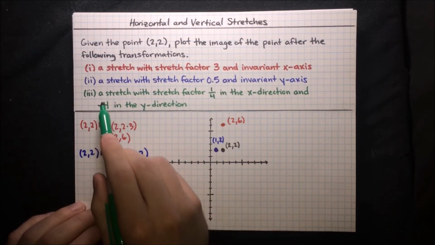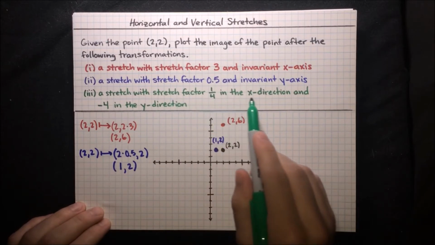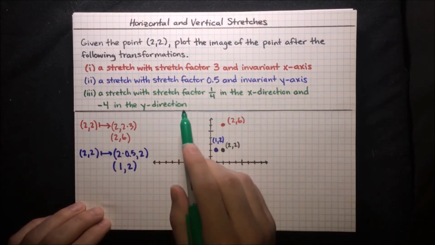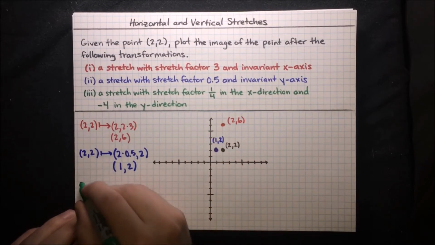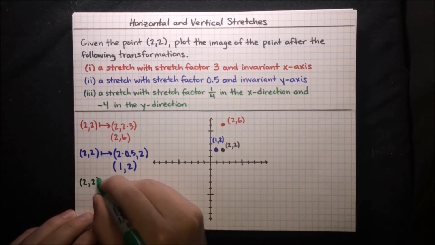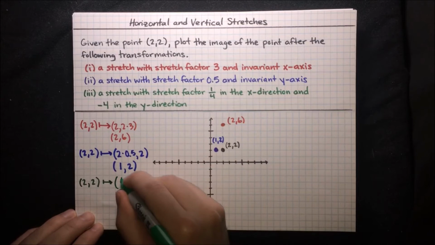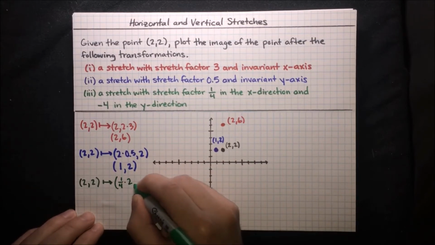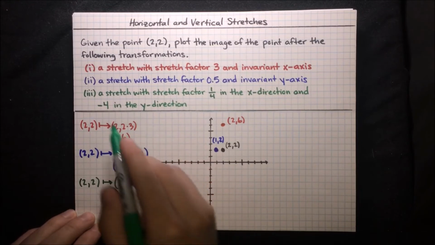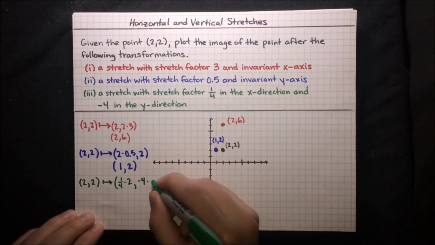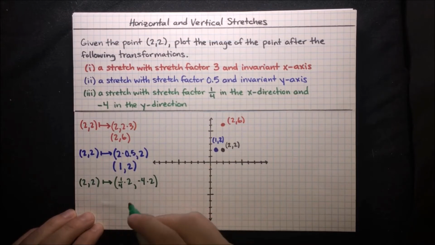Now for the third transformation. A stretch with stretch factor 1/4 in the x direction and -4 in the y direction. So let's apply this to our point. Our point is (2, 2). After this transformation, the x-coordinate is multiplied by 1/4, so 1/4 times 2, and the y-coordinate is multiplied by -4, so -4 times 2. Now let's simplify this point. 1/4 times 2 is 2/4, which simplifies to 1/2. And -4 times 2 is -8. So our new point is (1/2, -8).